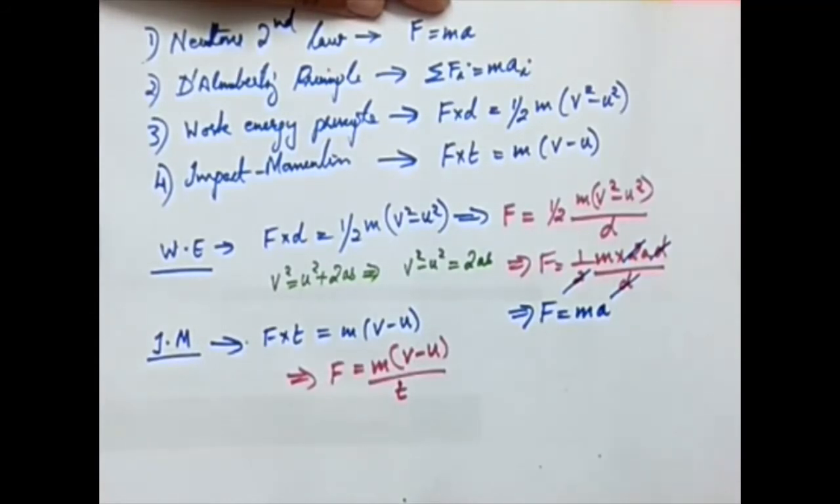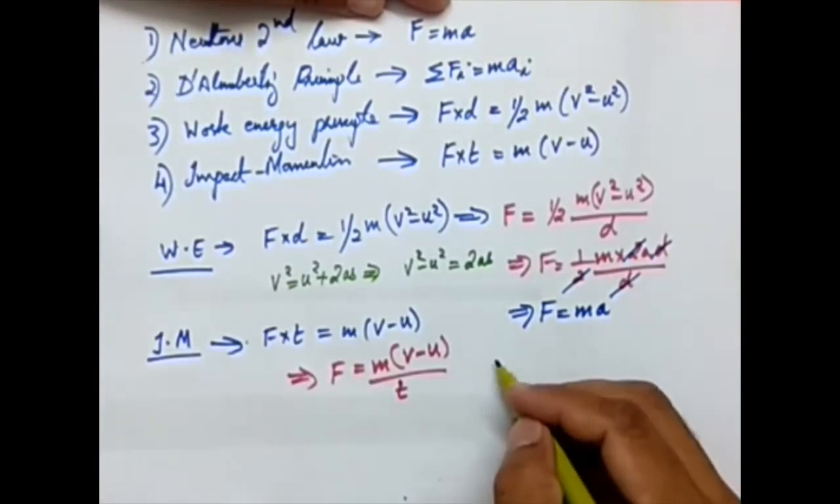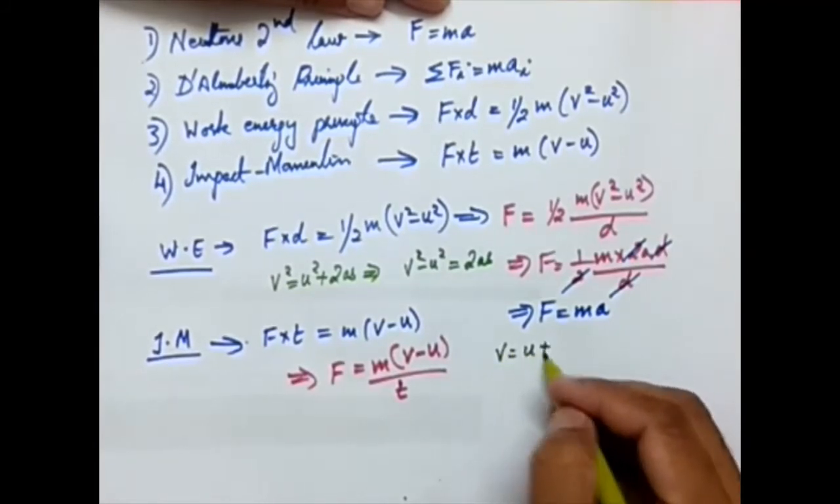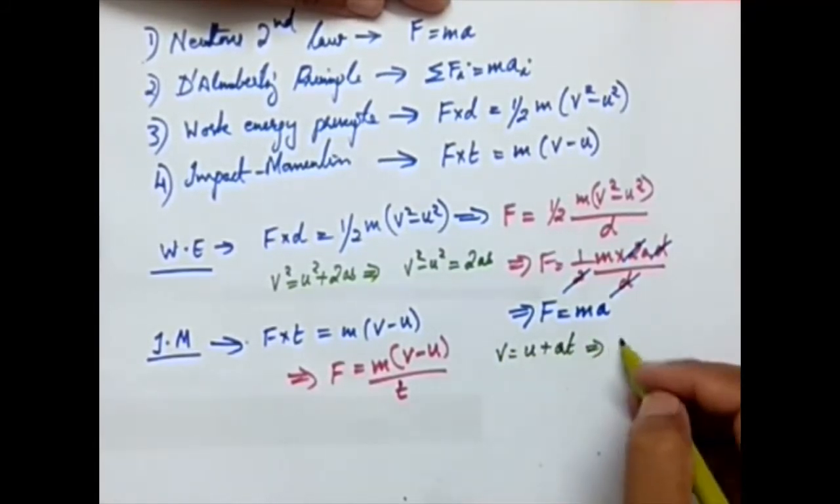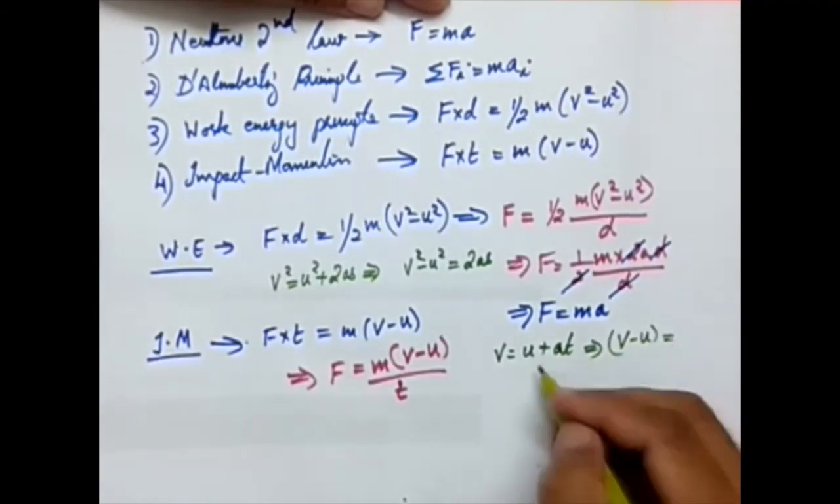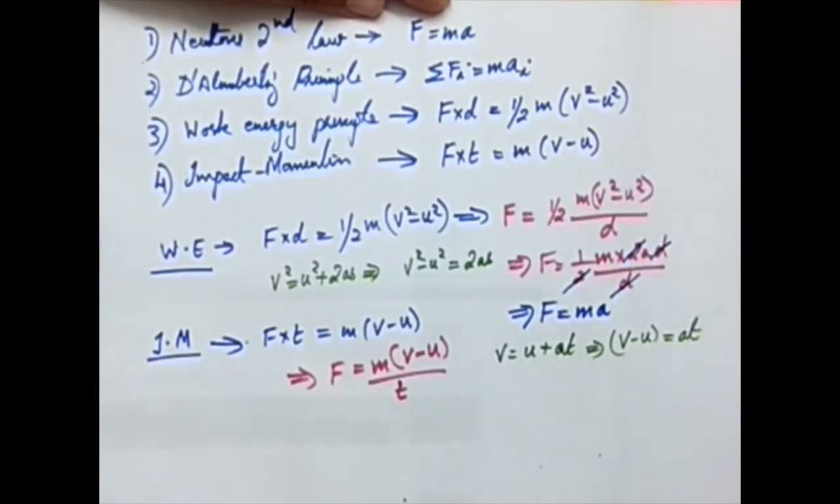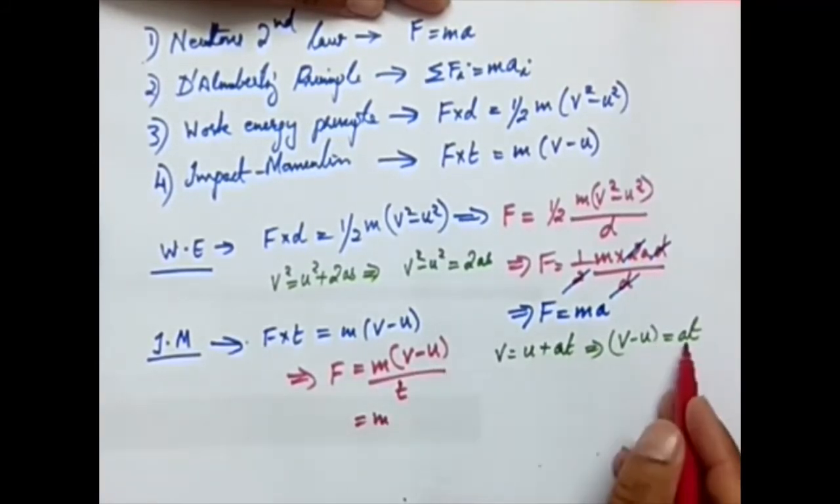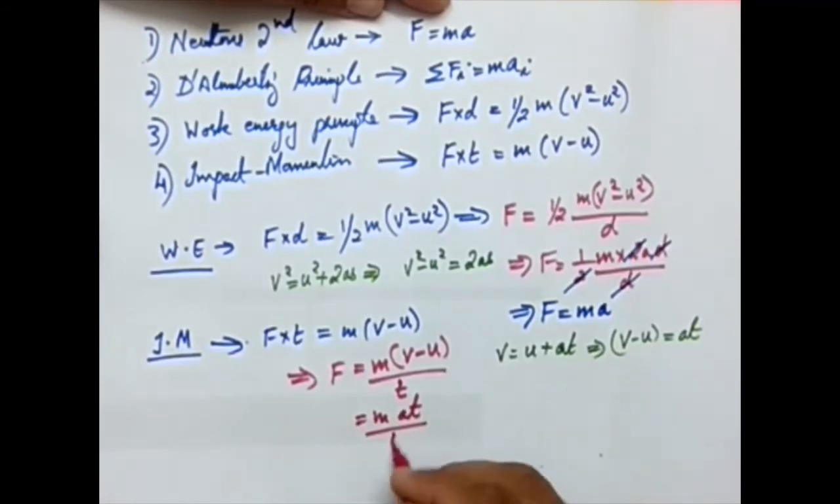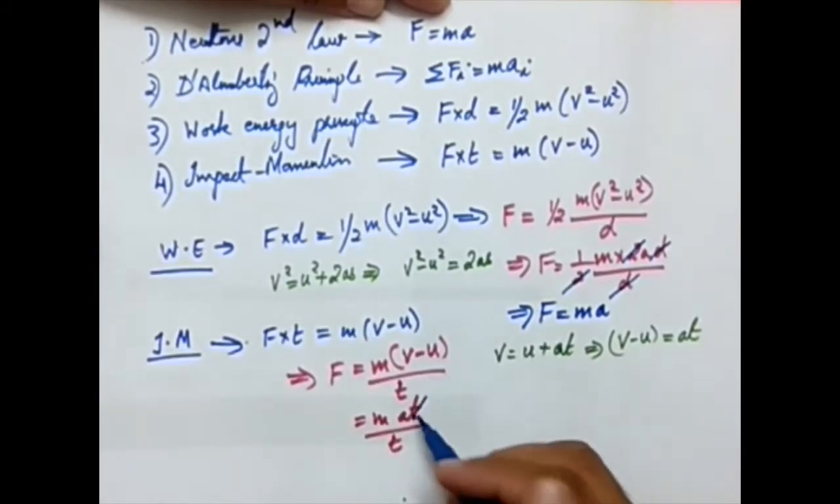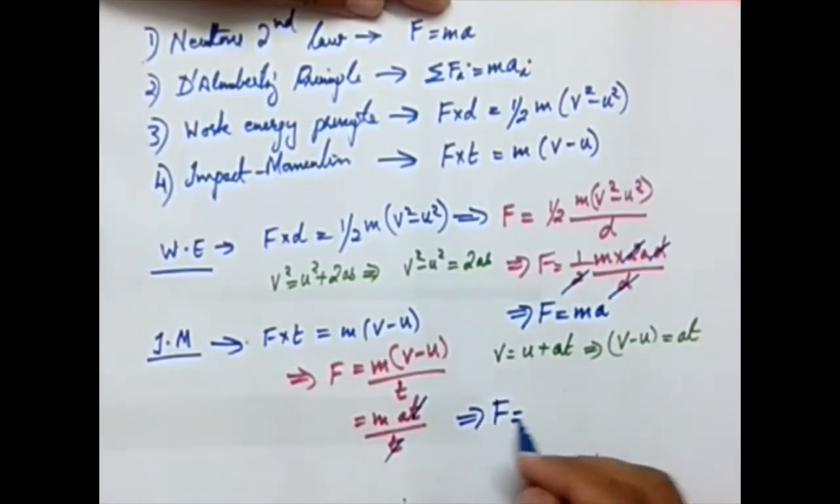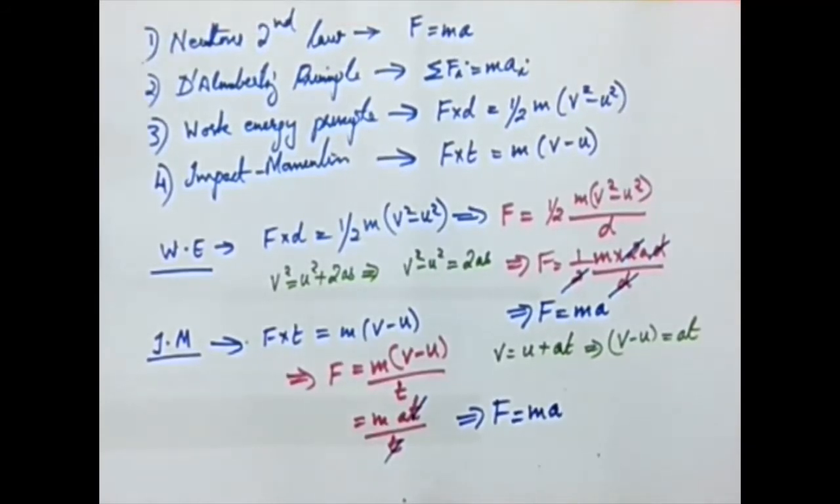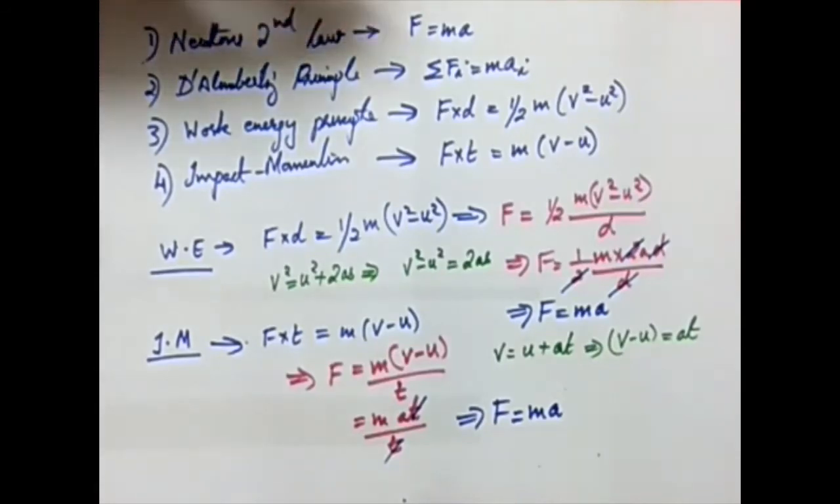Now again we go to the basic laws of motion that we have. We know that v equal to u plus at, which implies v minus u is equal to at. I'm substituting this condition here, so the right hand side becomes m into at divided by t. t cancels away, and what remains is F equal to ma. So all these equations are basically derived from Newton's second law.